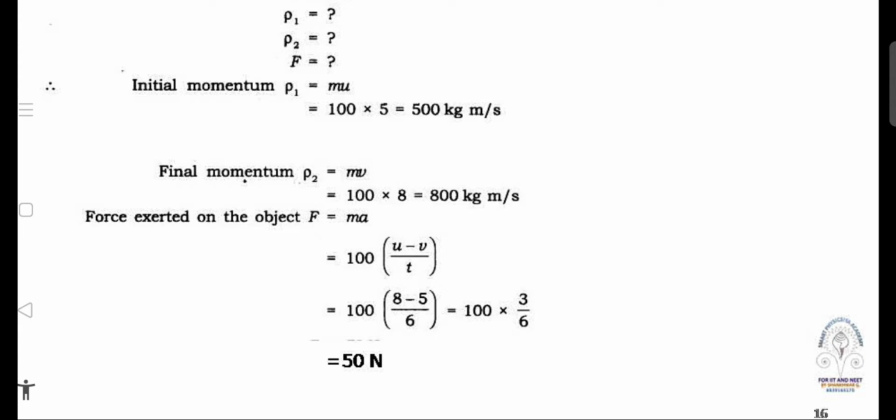Force exerted on the object, that is F equal to m into a, or equal to 100 into (v minus u) upon t, that is 100 into (8 minus 5) upon 6, or is equal to 100 into 3 upon 6, that is 50 Newton.